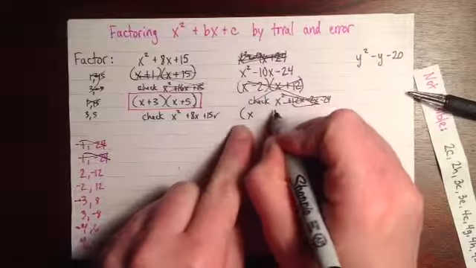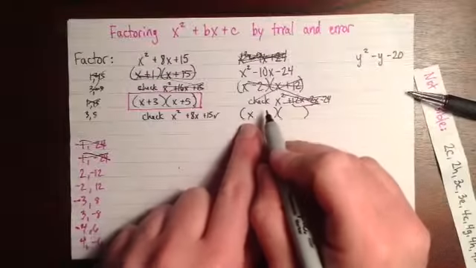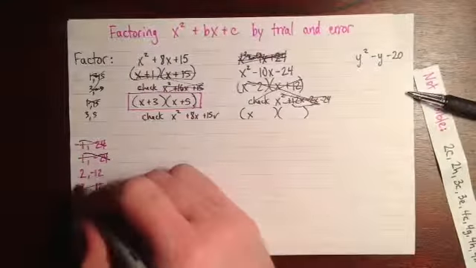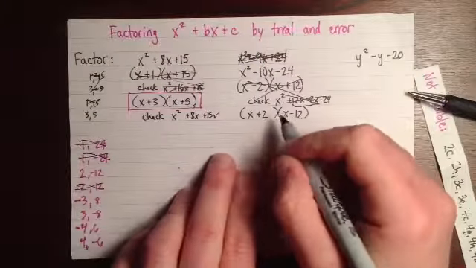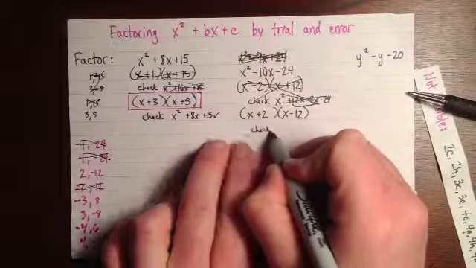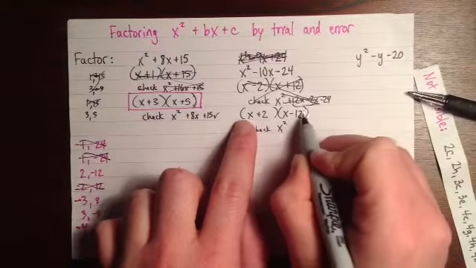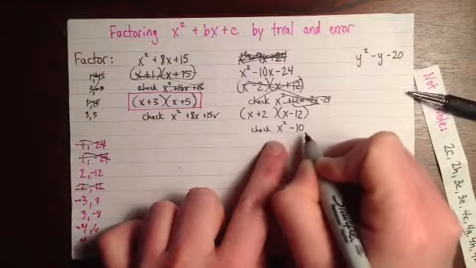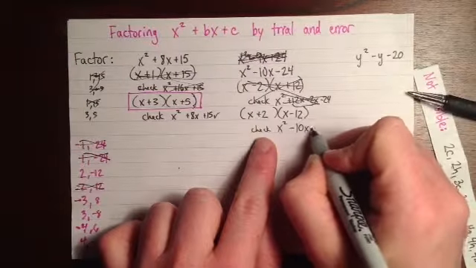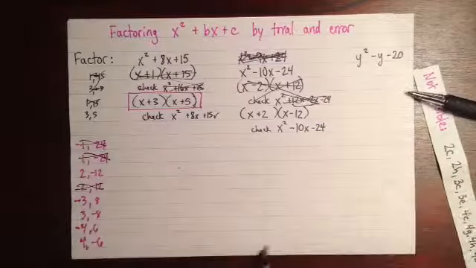So I'll just try flipping those signs and see what that gives. So I did that one. I'll try x plus 2, x minus 12. And then check, I've got x squared minus 12x plus 2x. Yeah, that's right. Minus 10x minus 24. So that's perfect.